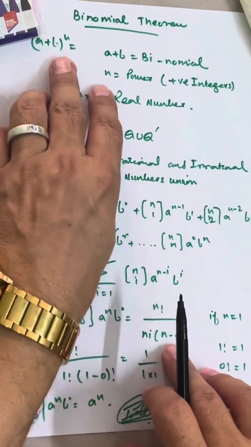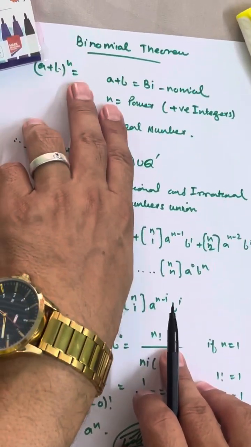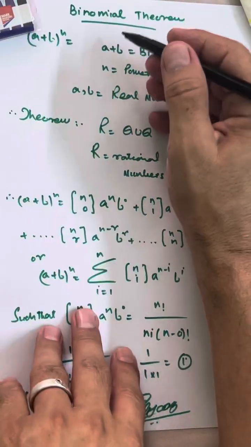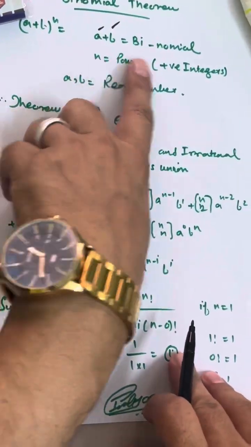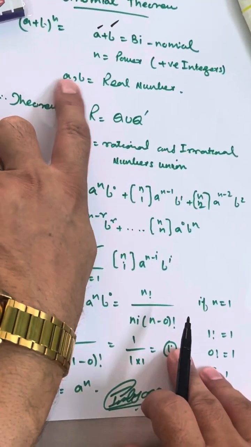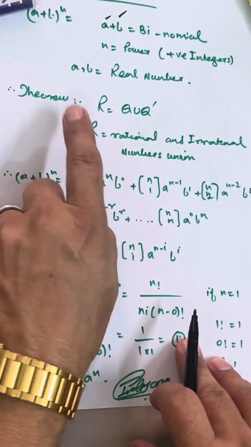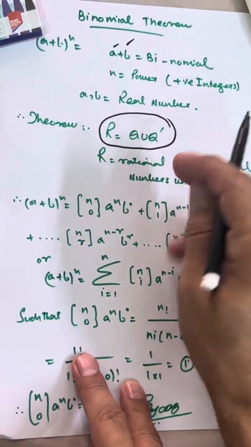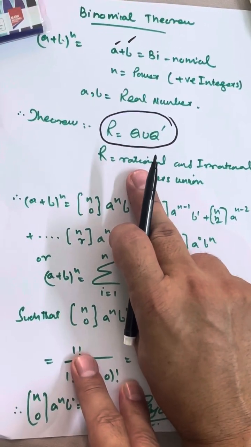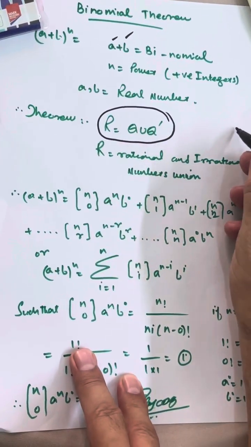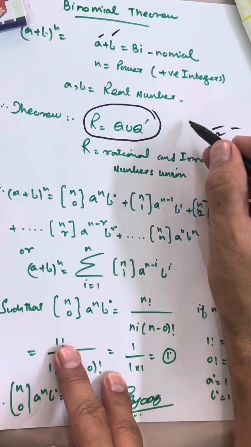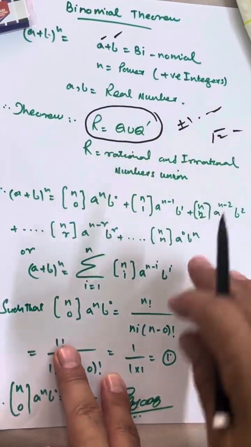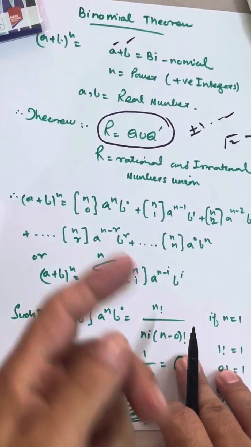This is the binomial theorem, once again (a + b) power n. So (a + b)^n is equal to the binomial sum, where n is the power, n is a positive integer, and a and b are real numbers. If you are interested, the real numbers are the union of rational and irrational numbers. Irrational numbers come like square roots or something, and positive integers 1, 2, 3, 0 come as rational numbers. So the natural numbers also come in R.